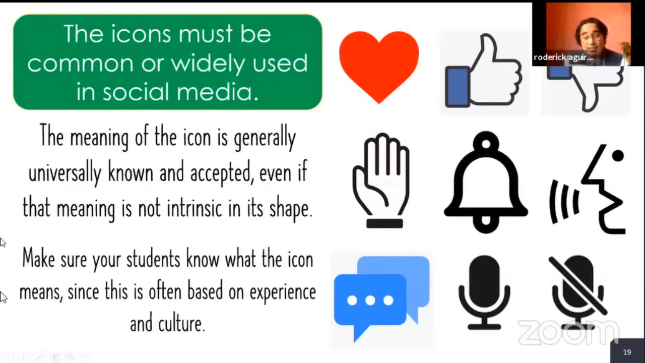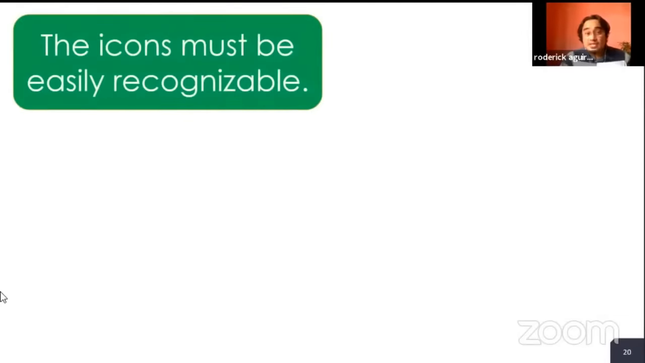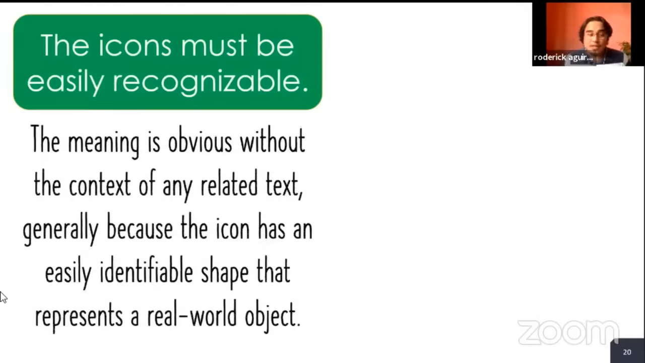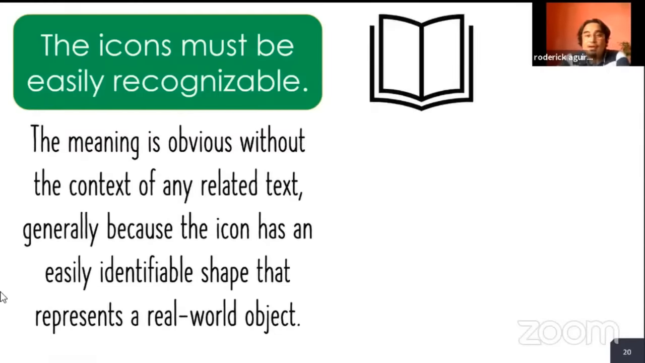And then, it must be the icons that we're going to use are the most commonly used icons in most social media platforms. Next, the icons must be easily recognizable. All right, meaning the meaning is obvious without the context of any related text. Generally, because the icon has an easily identifiable shape which represents a real-world object. Halimbawa po, pwede gamitin ng teacher ang libro, ibig sabihin reading time o reading time mga bata, or pwedeng study time.